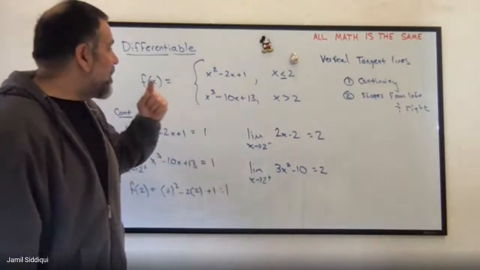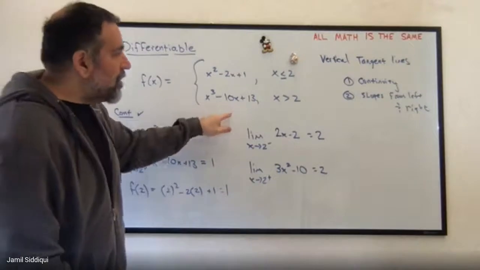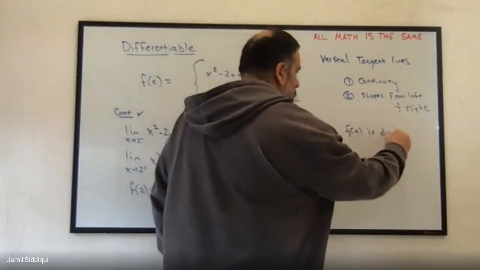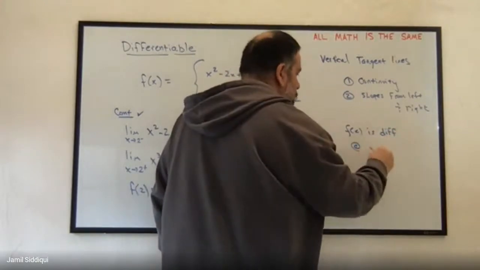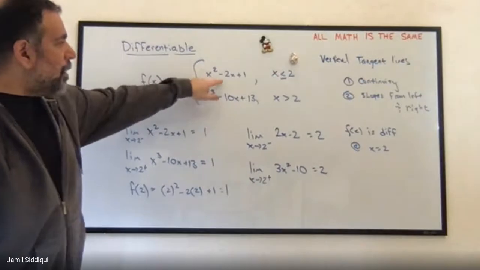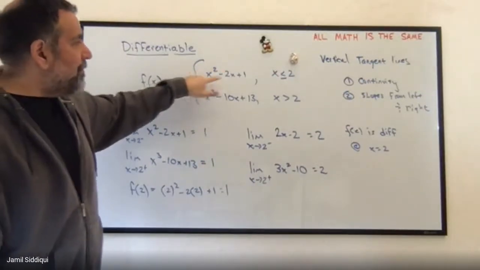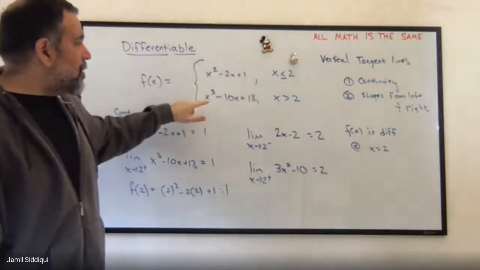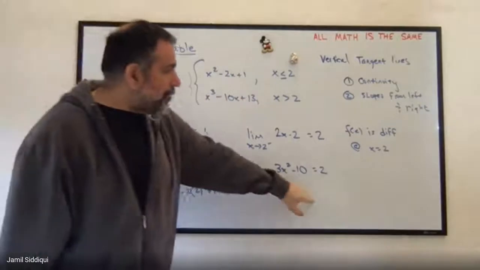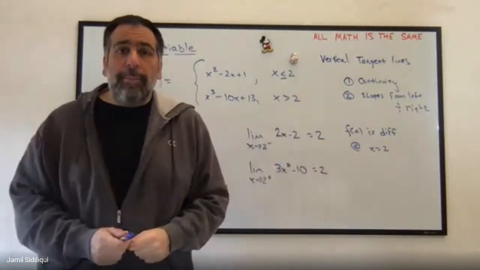That is differentiability. These two things together tell me that this function is differentiable at x equals 2. And then looking at the individual pieces, because polynomials are always differentiable, we were differentiable everywhere from negative infinity until 2, and differentiable everywhere from 2 to infinity. This tells me we're differentiable at 2. That means this function is differentiable on the entire real number line.